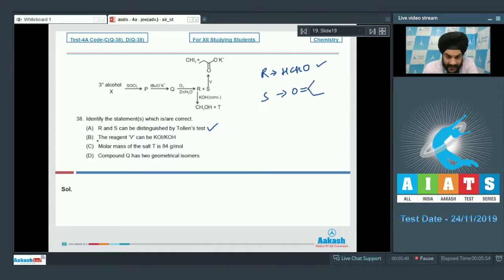If you talk about option B now, the reagent V can be KOI/KOH. So this is also correct, students. So we had figured out that V was I2/KOH or its variant. So another variant of I2/KOH is KOI/KOH.